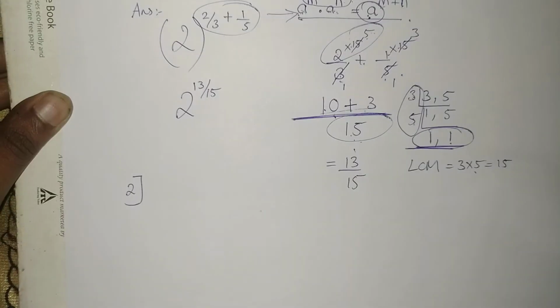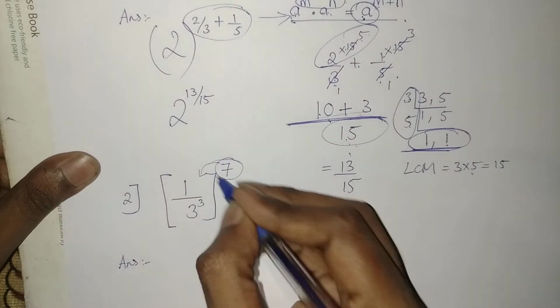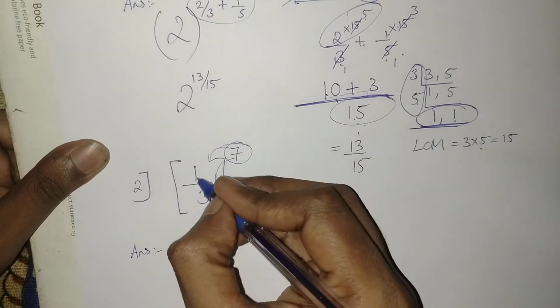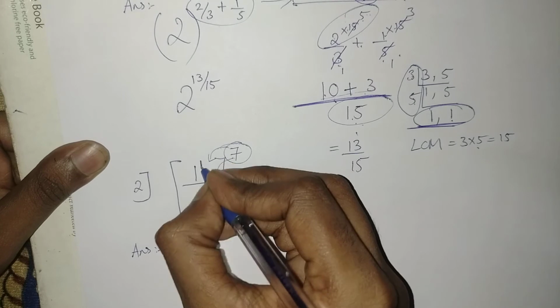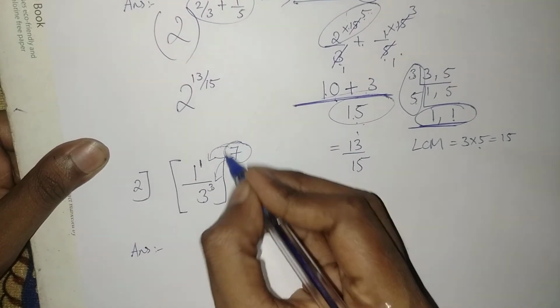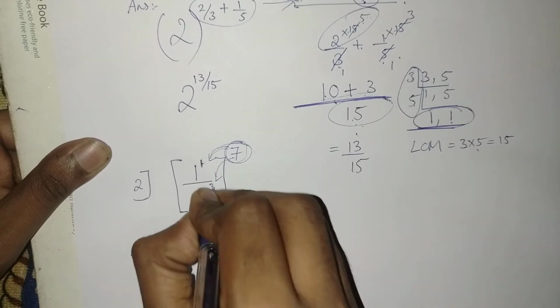Let me go with the second one now. Yeah, this is a very easy one. You just multiply the exponent to the numerator as well as to the denominator. So what is the exponent here? Base is 1. Exponent is, if they don't mention any exponent, you assume it as 1. Here the base is 3, exponent is 3. So you multiply the whole exponent to the numerator exponent as well as to the denominator exponent.